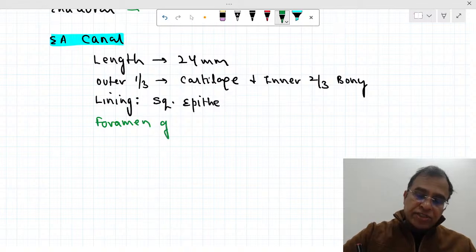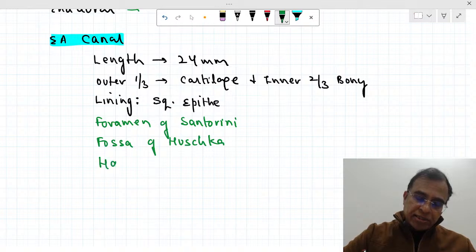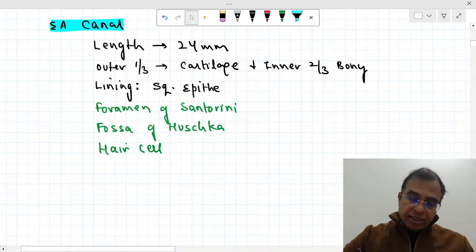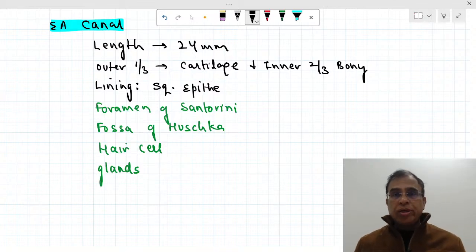They are called foramen of Santorini in the canal. There is a fossa called fossa of Huschke in the canal. There are some hair cells and there are some glands. Okay. So these are the total number of names of the anatomical things in the canal that you have to know.